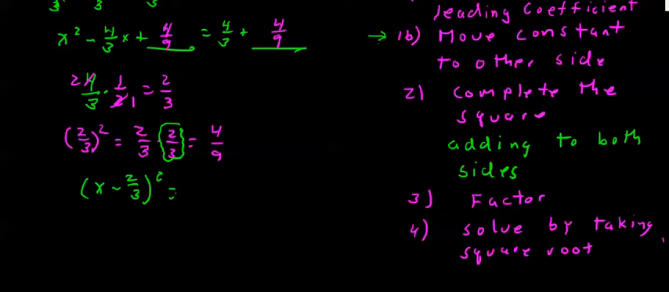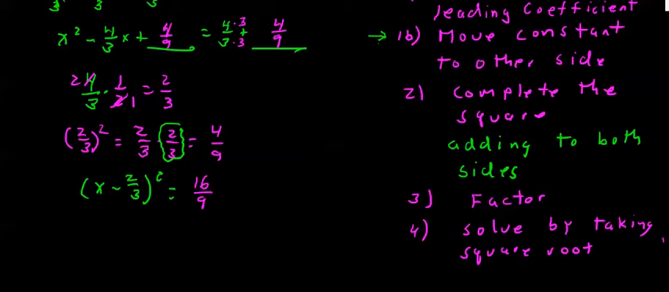equals, and I need a common denominator to add my fractions. So I multiply by 3 and 3. So 4 times 3 is 12, plus 4 is 16, equals 16/9.